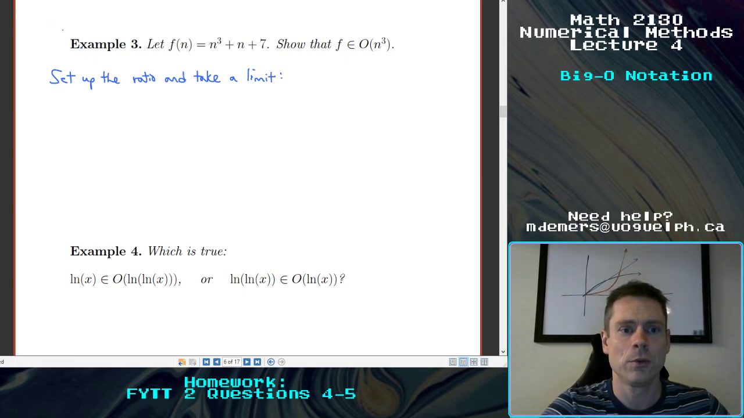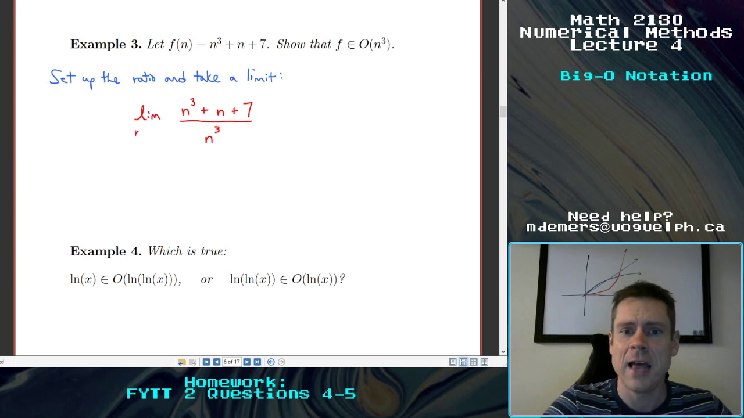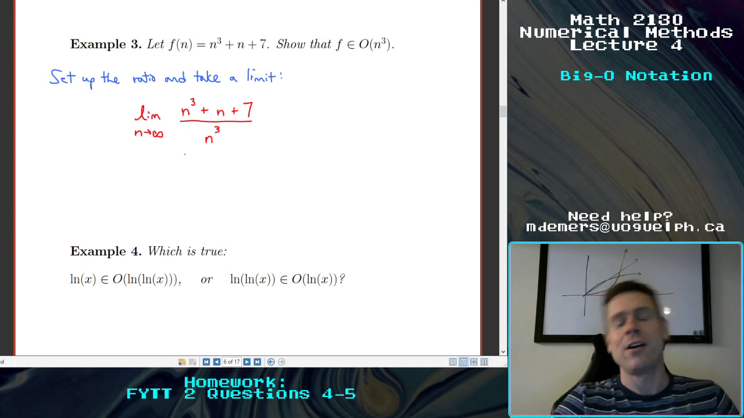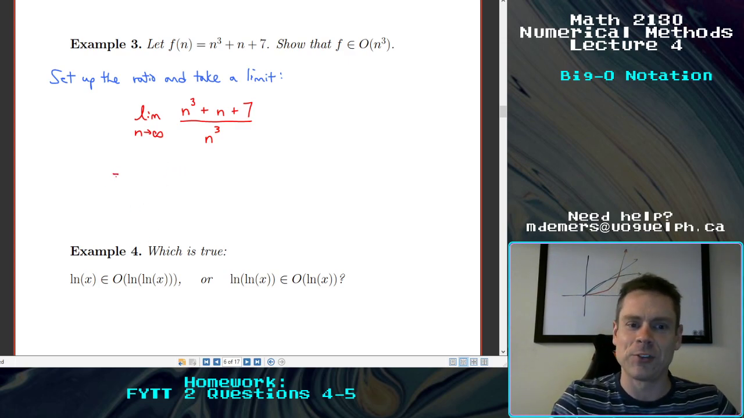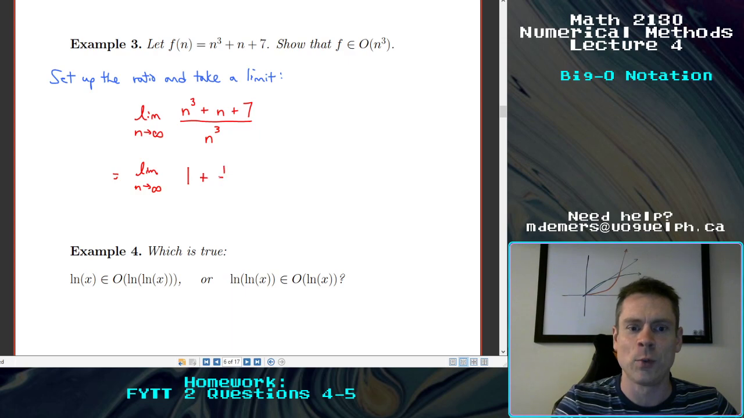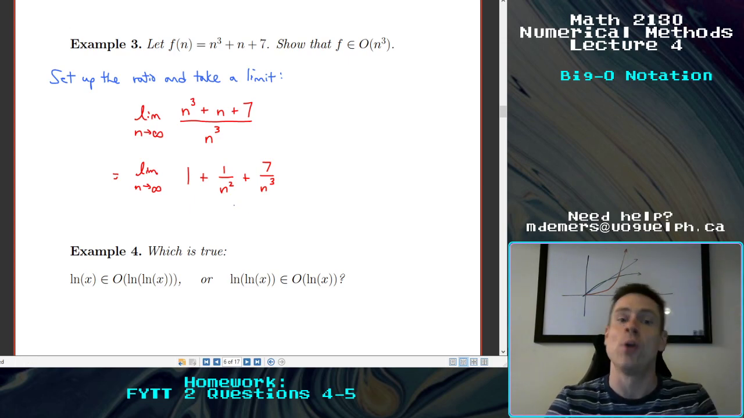And if we do, we're going to say n cubed plus n plus 7. I'm going to put that over n cubed, and we're going to take the limit as n goes to infinity. Now, you can remember all sorts of ways from first year calculus how to do this, but it's probably easiest just to divide through by the n cubed, and you get 1 plus 1 over n squared plus 7 over n cubed. And of course, as n gets very large, 1 over n squared gets very, very tiny, and 7 over n cubed is even tinier.